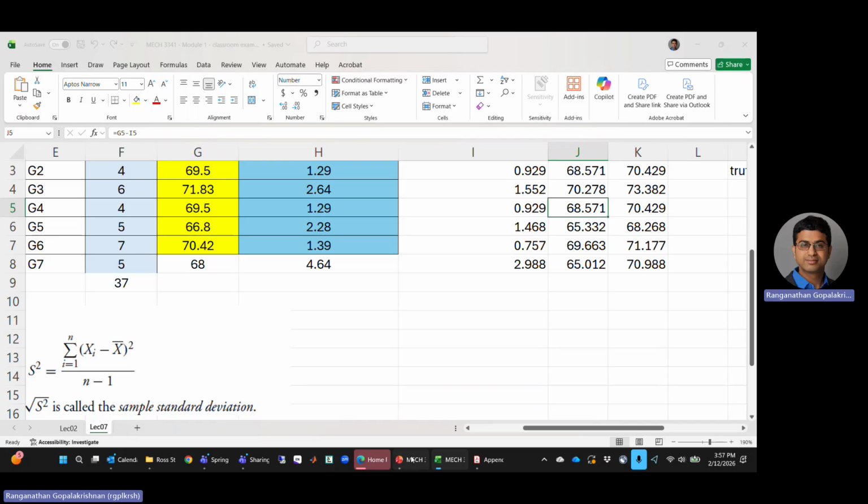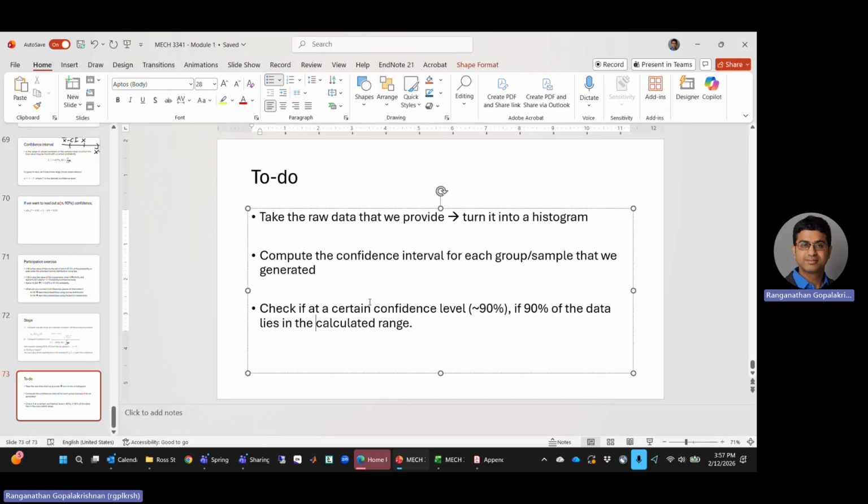Look at this question here. Check if at a certain confidence level, 90% of the data lies in the calculated range. The answer to this is not a number, it's a yes or no. Either it falls or it does not. So you have to write yes or no.